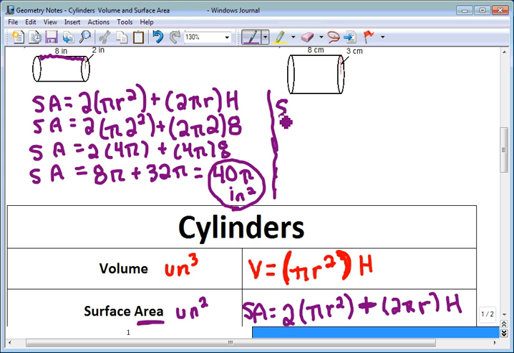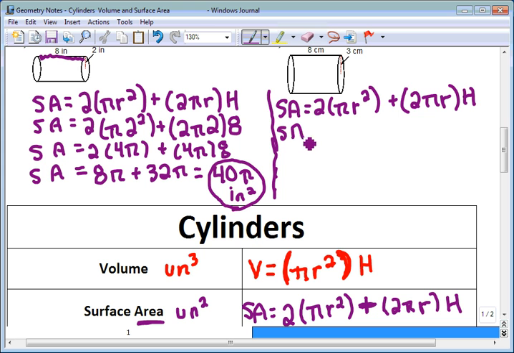On my last surface area problem, once again, I have 2 times the area of my base plus my circumference stacked all the way up. So I have to multiply that circumference by the height. My radius in this case is 3, so I'm going to square that. And the height of my entire cylinder is 8.